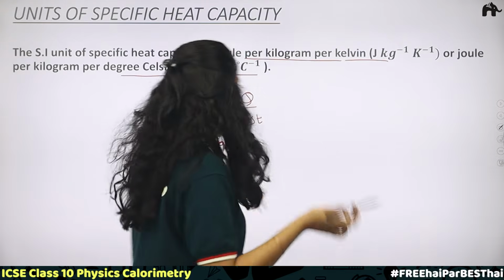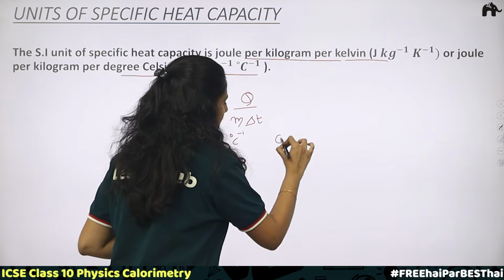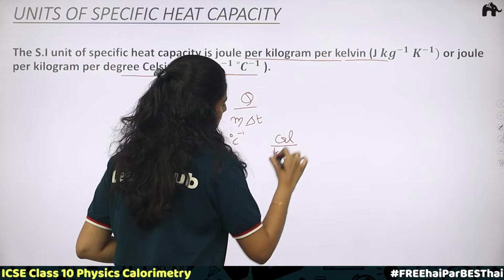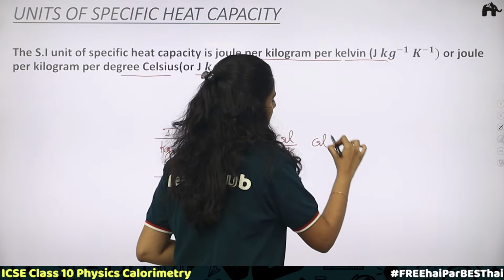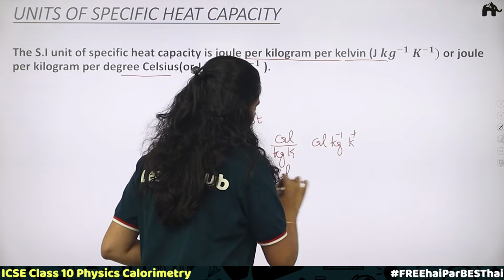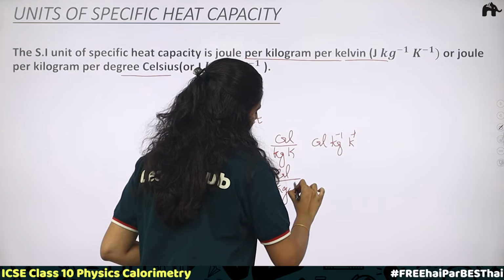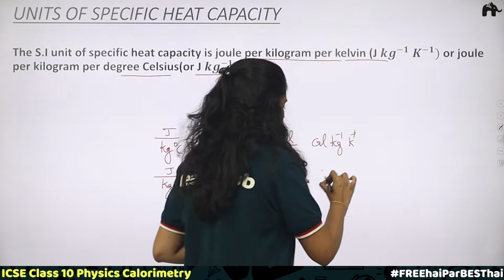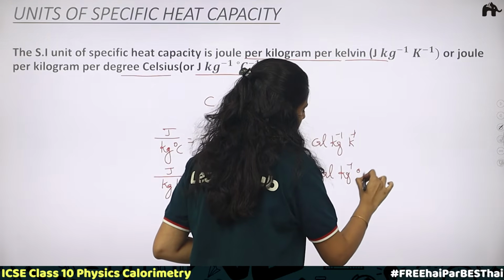Other units, when heat energy is taken in calories. In that case, calorie divided by kilogram Kelvin, or calorie kilogram inverse Kelvin inverse. Calorie divided by kilogram degree Celsius, if temperature is in degree Celsius. Then you will be getting calorie kilogram inverse degree Celsius inverse.